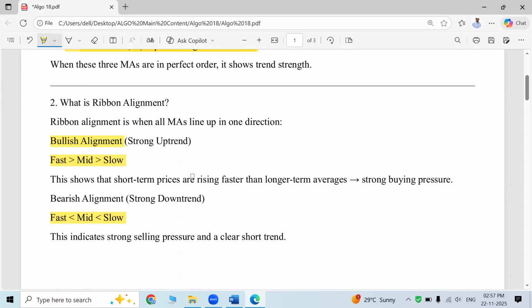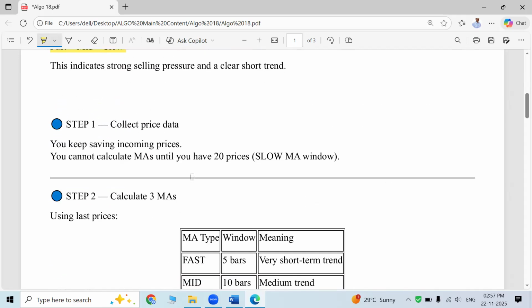In the first step, we collect the price from the market, around 20 prices. This price collection can be at 1 second, 1 minute, 15 minutes, or 1 hour intervals. It's up to you. So you need to collect around 20 prices.